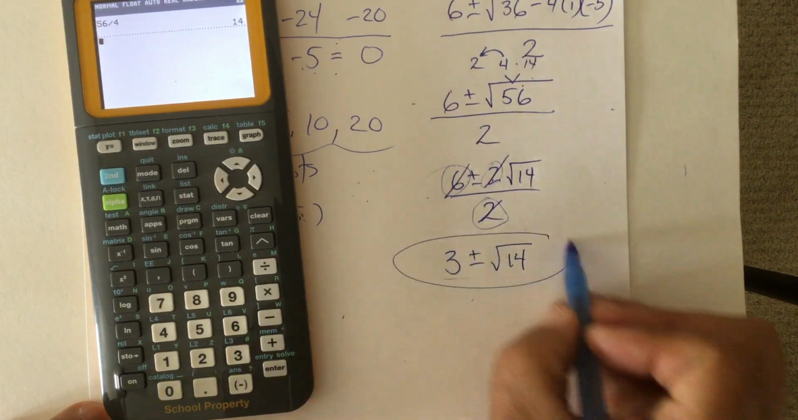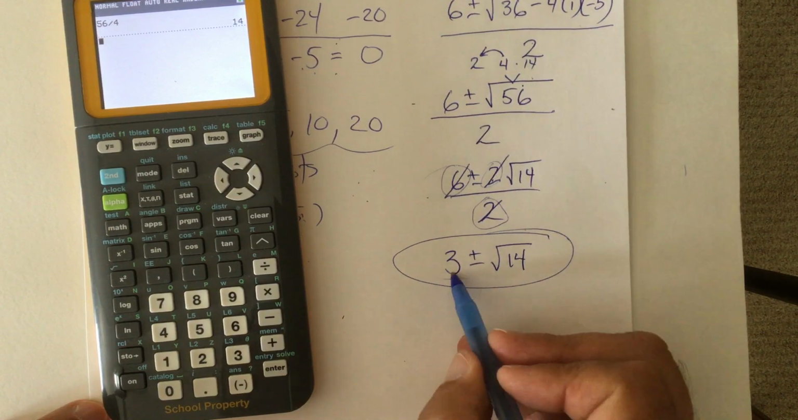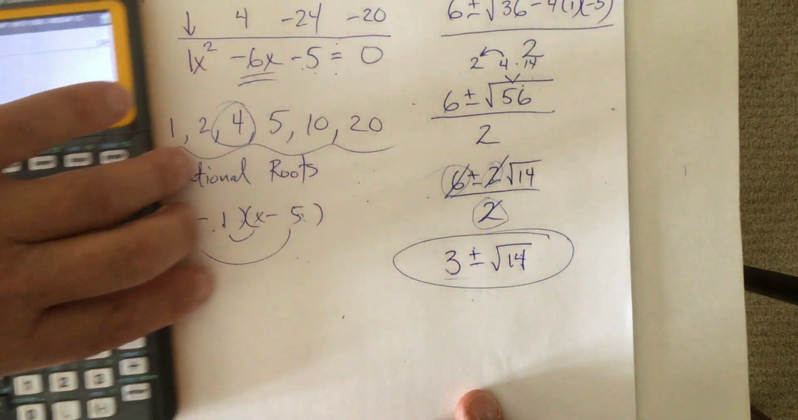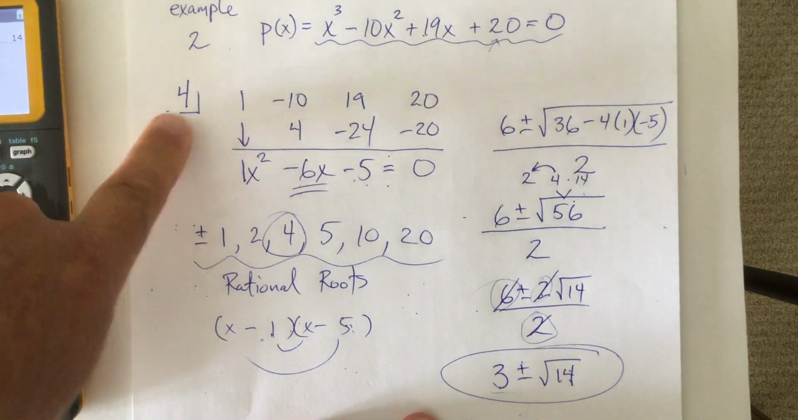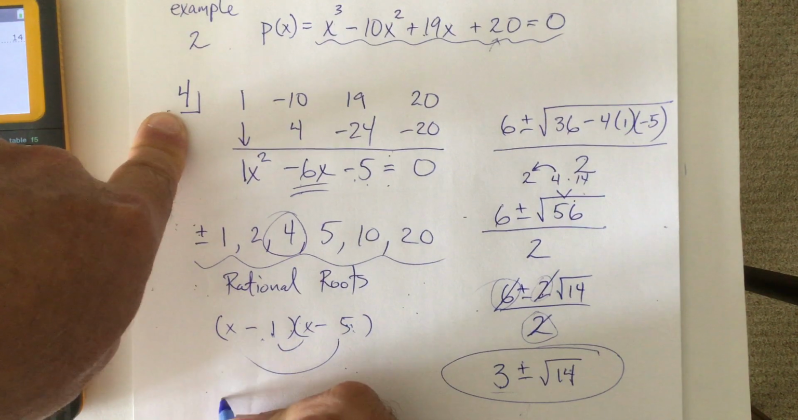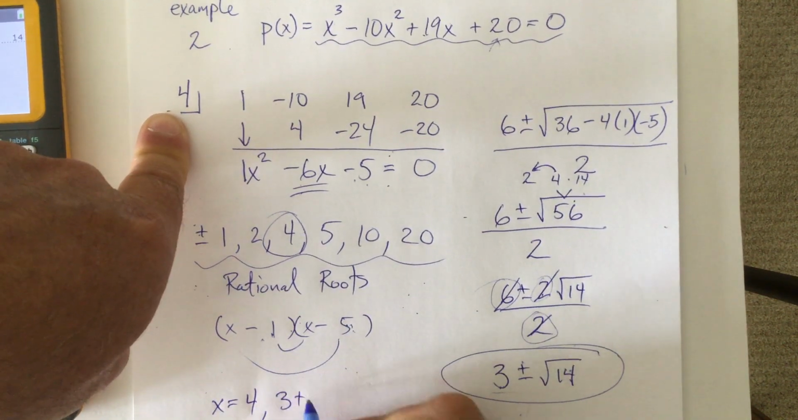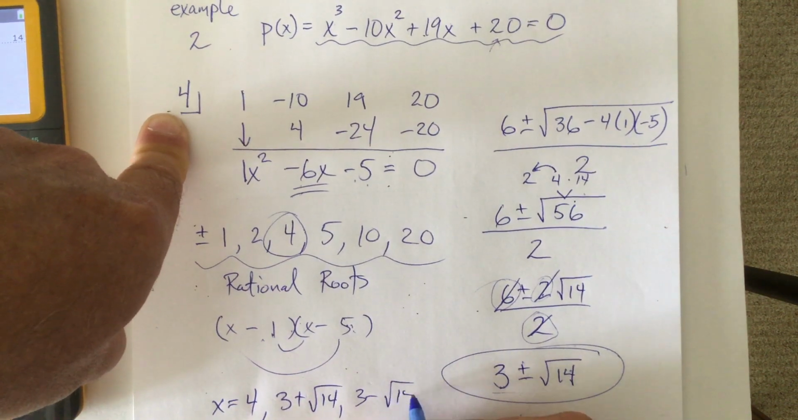So here's my other 2 answers. 3 plus that is one of my answers. 3 minus that is the other answer. Now, how many answers do I have total? 1, there's one of them. X equals 4 is where it crossed. 3 plus rad 14 is where it crossed. 3 minus rad 14 is where it crossed.